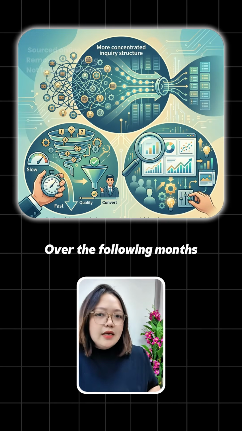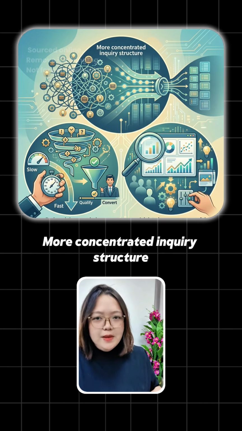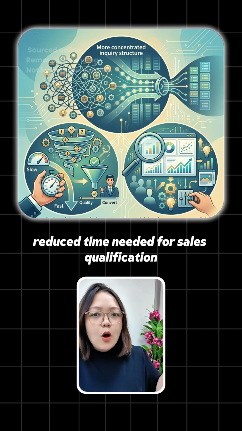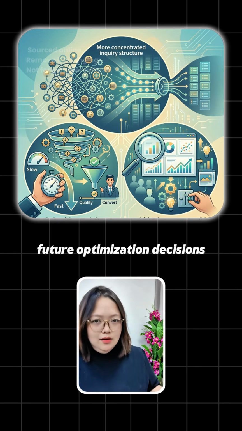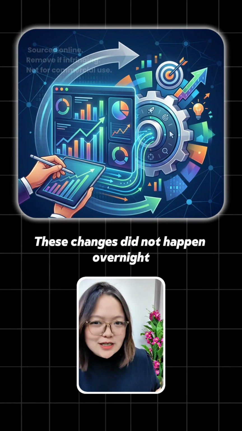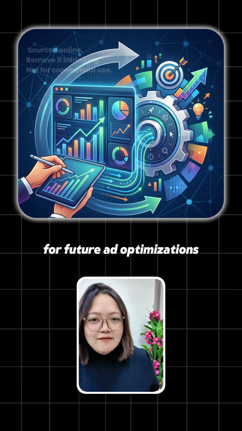Over the following months, they observed several changes. More concentrated inquiry structure, reduced time needed for sales qualification, ad data became more useful for future optimization decisions. These changes did not happen overnight, but they provided clearer foundations for future ad optimizations.